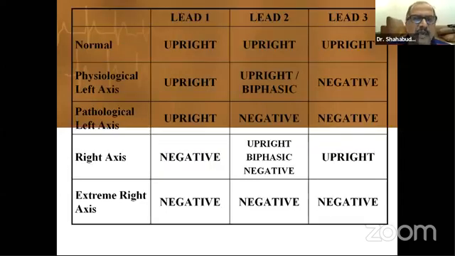This is all I have already said. If we consider all 3 leads together, leads 1, 2, 3, all upright, it is normal. If all 3 are upright but lead 3 is negative, this is a physiological left axis, not pathological. For a pathological left axis, lead 2 must be negative. So lead 1 positive, lead 2 negative, lead 3 negative is a pathological axis. And for right axis deviation, lead 1 will be negative, and otherwise it is positive.